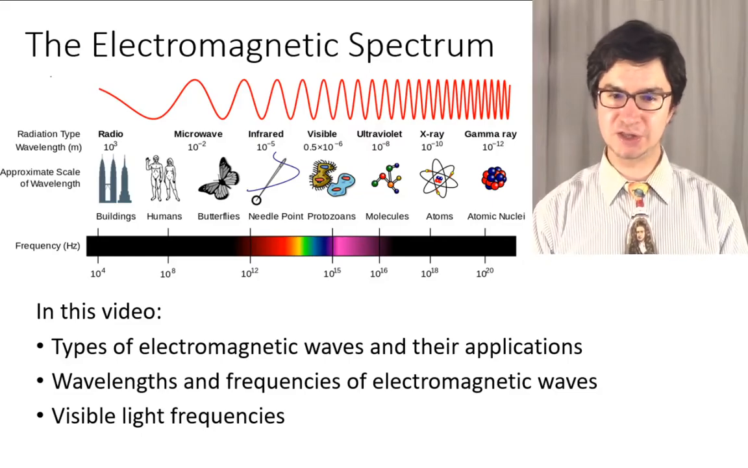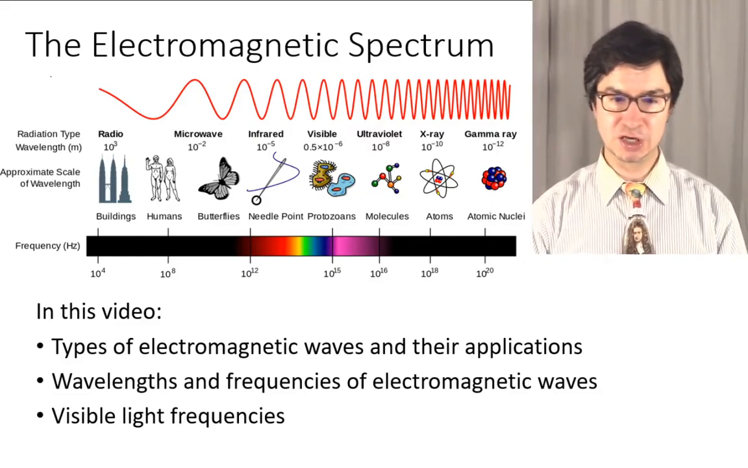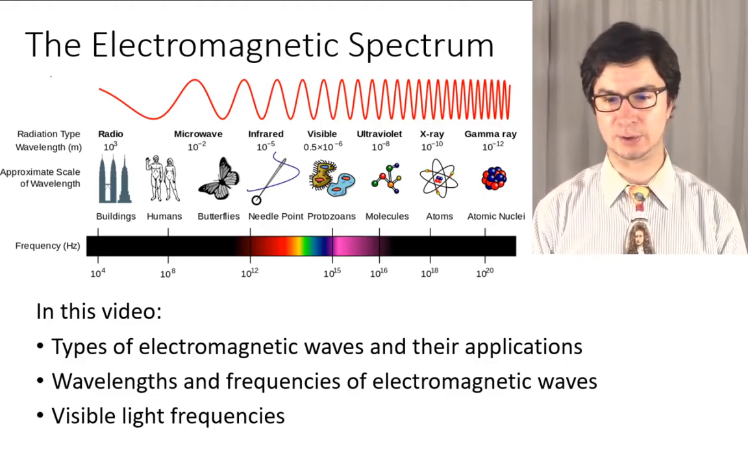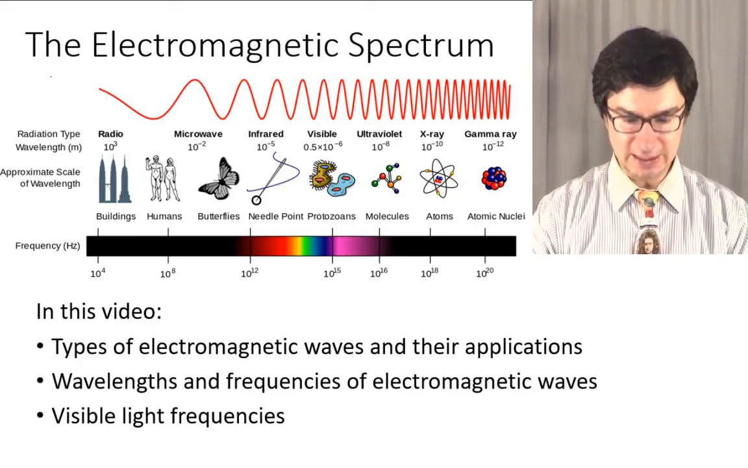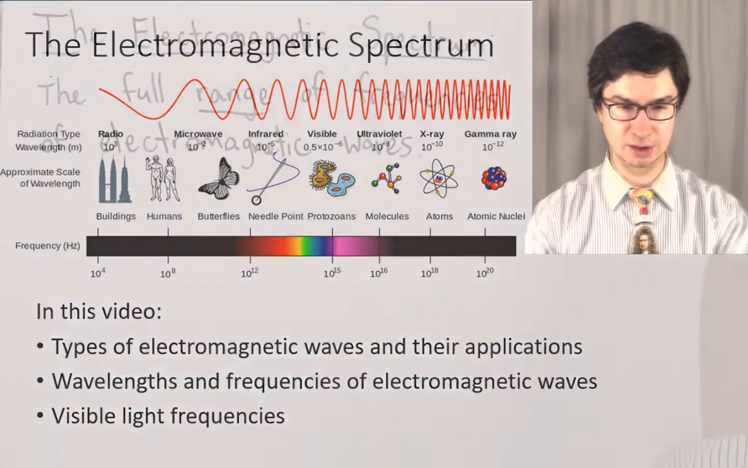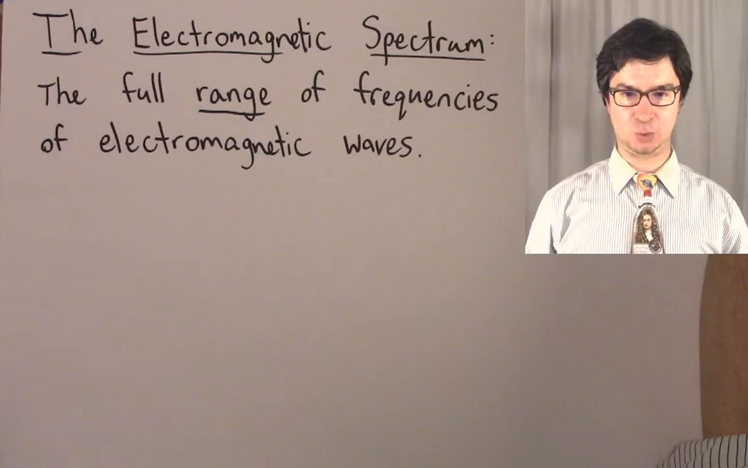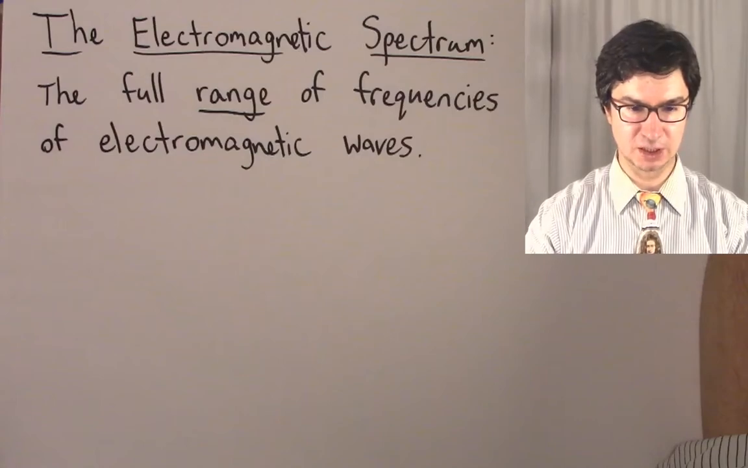And you can also see that visible light is a part of this spectrum as well, and we're going to unpack that as well. So in this video we're going to look at types of electromagnetic waves and their applications, wavelengths and frequencies of electromagnetic waves, and the visible light frequencies. So let's get started by taking a look at what the electromagnetic spectrum is. It is the full range of frequencies of electromagnetic waves.